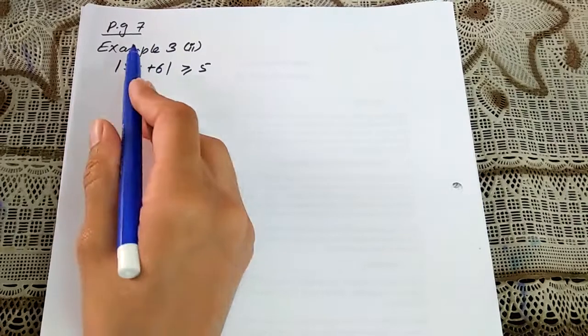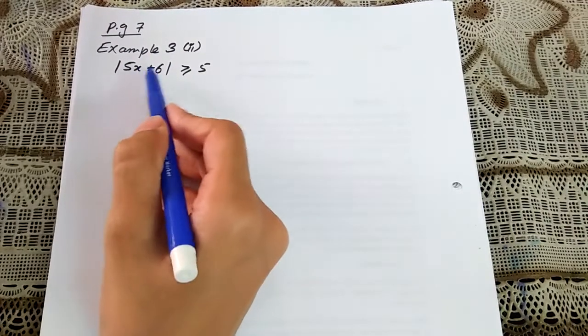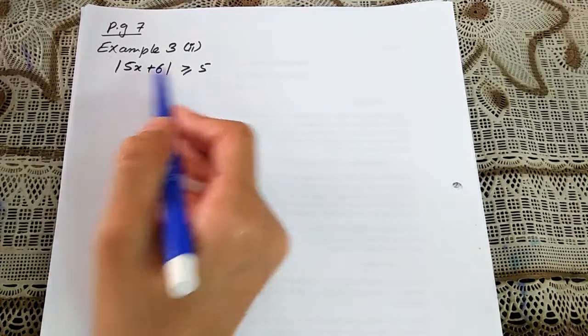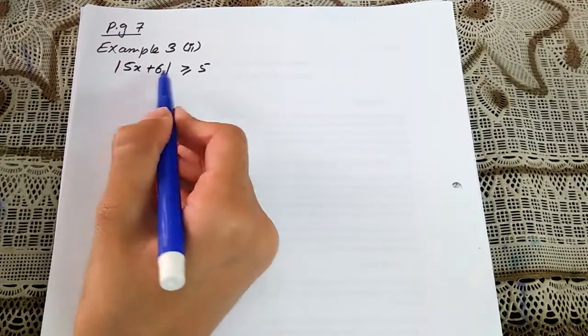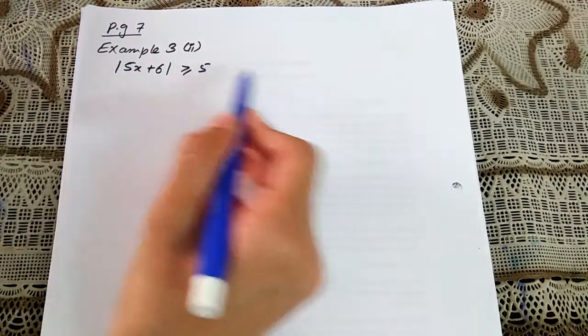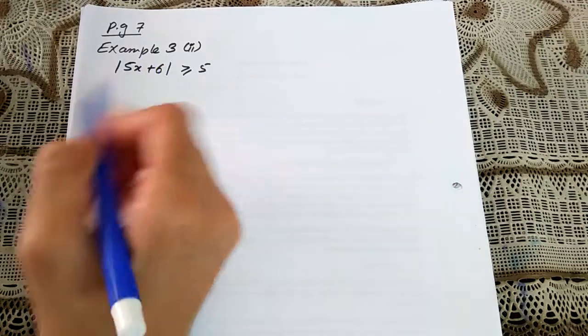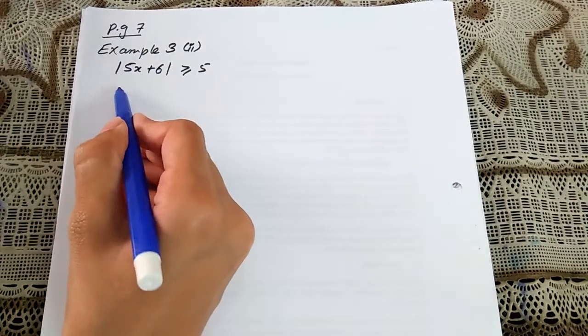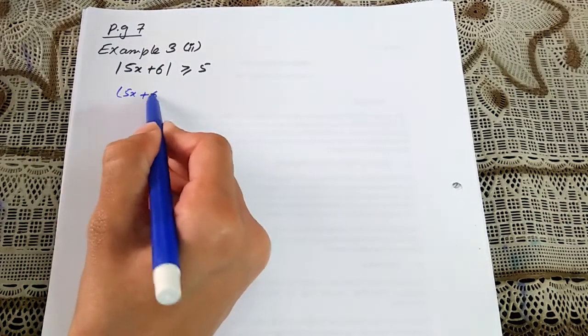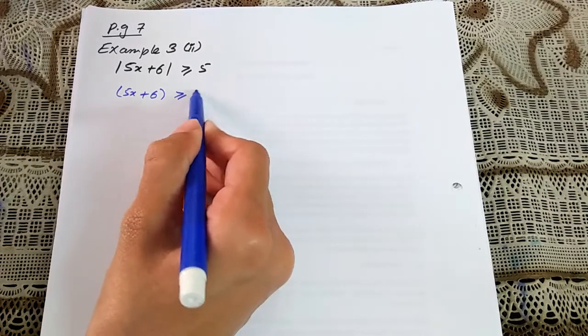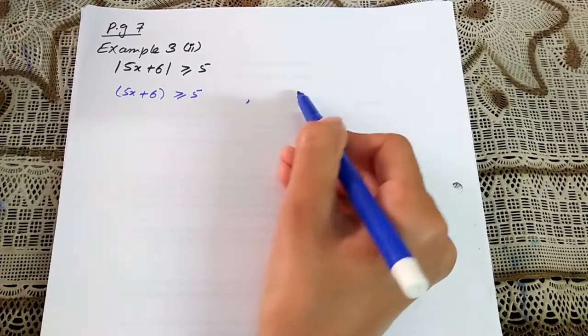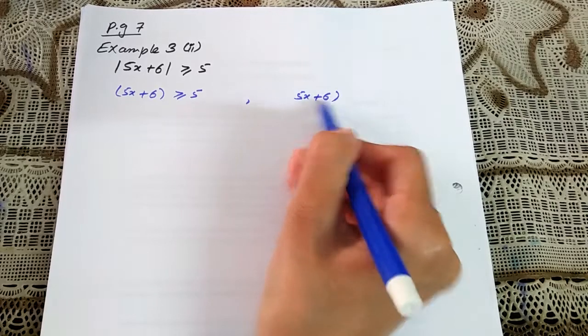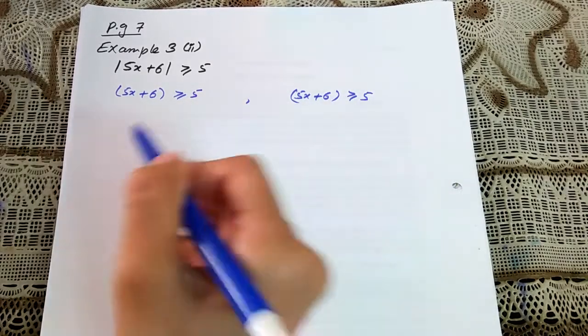Now come on example number 3, part 2, that is on page number 7. You have to solve this absolute inequality. For solving the absolute inequality, you need to separate it into two parts. And how can we separate it? We know that we can write it like 5x plus 6 is greater or equals to 5, and write one more time the same equation, 5x plus 6 is greater or equals to 5.